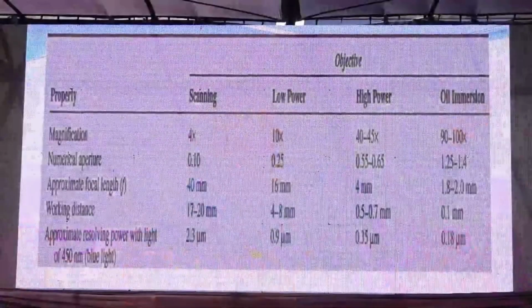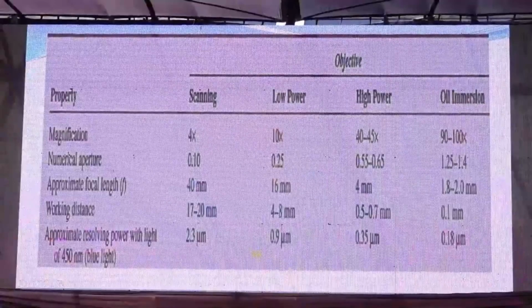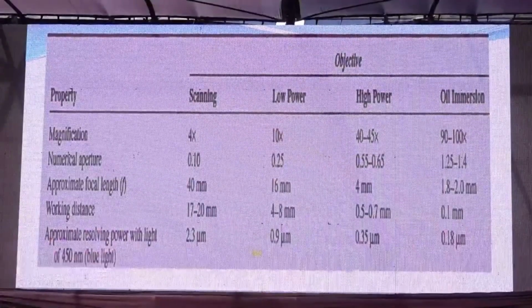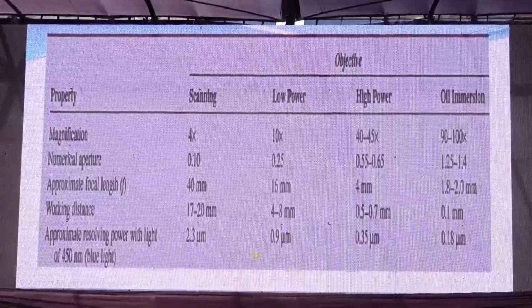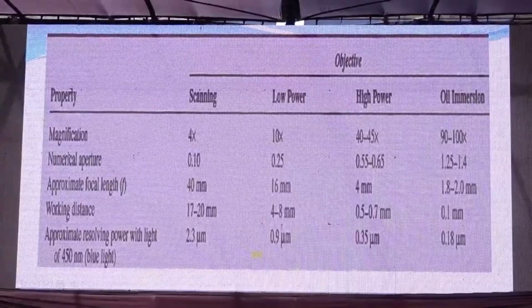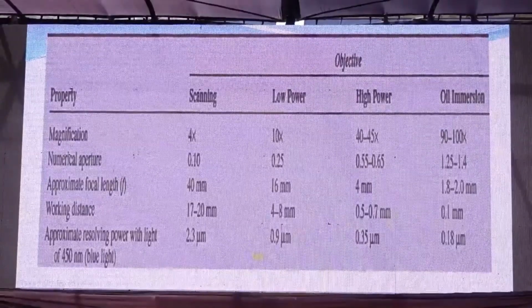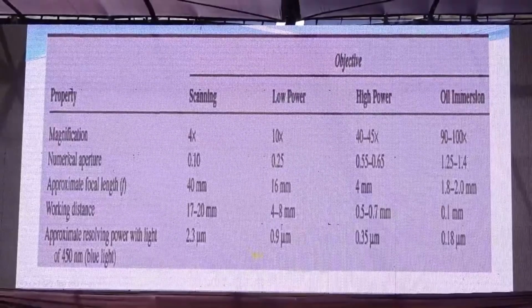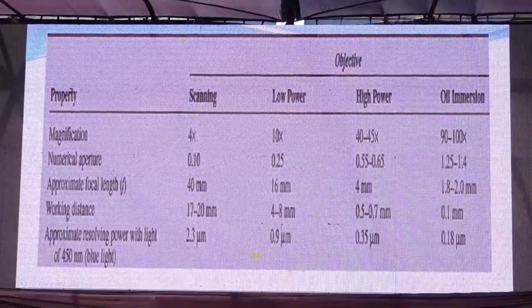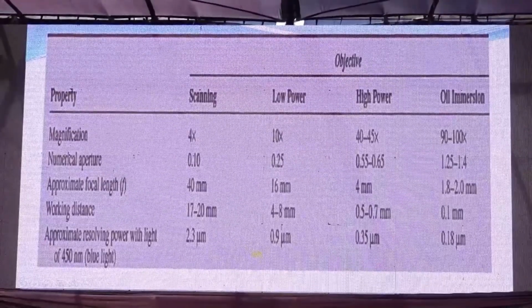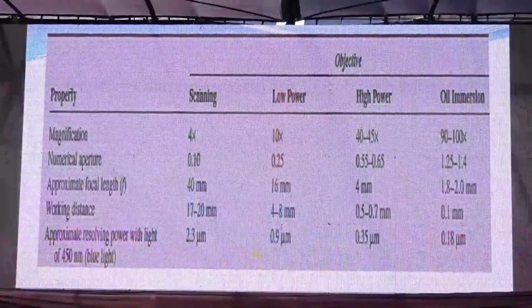So we have the different objectives: 4x, 10x, 40x, 45x, then 100x, with numerical aperture and sine theta of 0.1, 0.25, 0.55, and 1.25 up to 1.4, because oil and glass have the same refractive index. Focal length 40 millimeters, 16, 4, and 1.8 to 2 millimeters. It is just touching the stage when we use the oil immersion. Working distance further decreases.